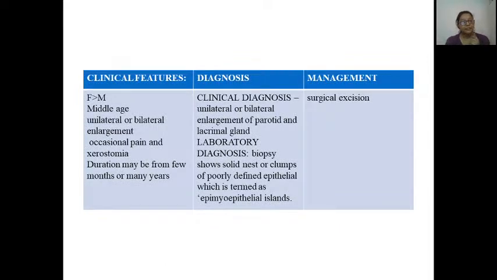It has clinical features of female predilection. It is seen in middle age. Unilateral or bilateral enlargement is seen. Occasional pain and xerostomia is seen. Duration may be from a few months to several years. Clinically, we can diagnose by unilateral or bilateral enlargement of the parotid and lacrimal gland. Laboratory diagnosis we can do by biopsy, where we can find solid nests or clumps of poorly defined epithelial cells, which are termed epimyoepithelial islands. Also, we can manage by surgical excision of the glands.